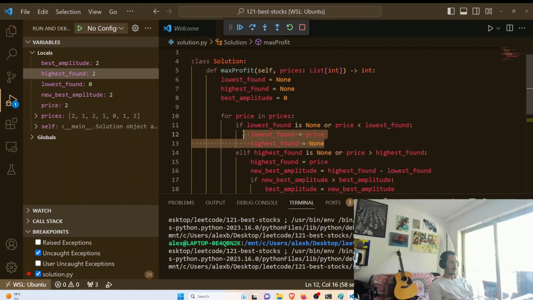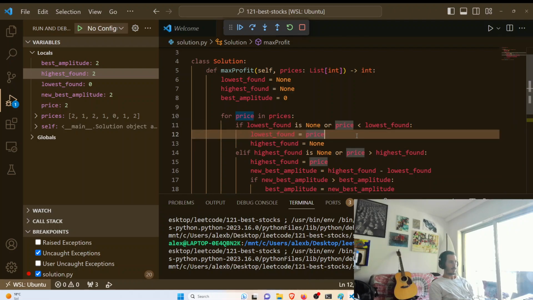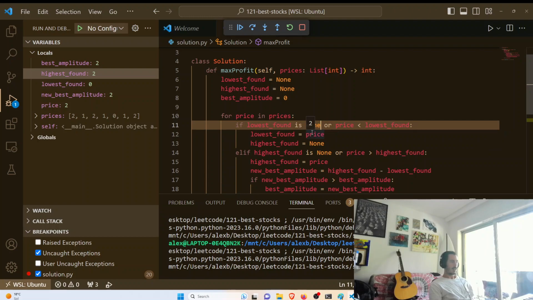So if lowest found is 0, it will update the price. No, we don't want that. We want it if None.